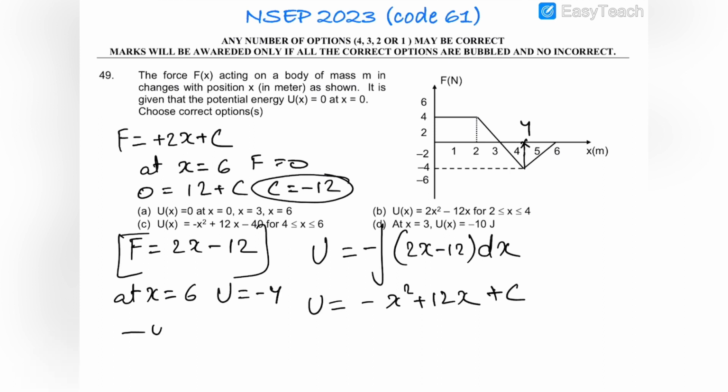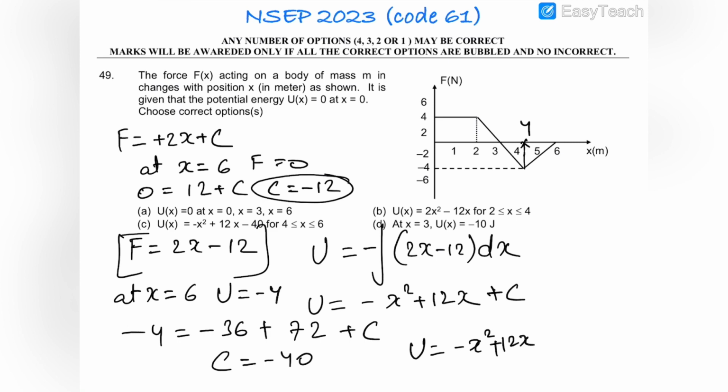So minus 4 will be equal to minus 36 plus 12 into 6, which is 72, plus c. So you can see that c is equal to minus 40. So U will be equal to minus x square plus 12x minus 40. Okay, so option C is correct, and obviously we have already discussed that till 3 this area is 10, and initially the potential energy was 0, and the positive area of the force and x graph represents the negative change of potential energy. So D is also correct.